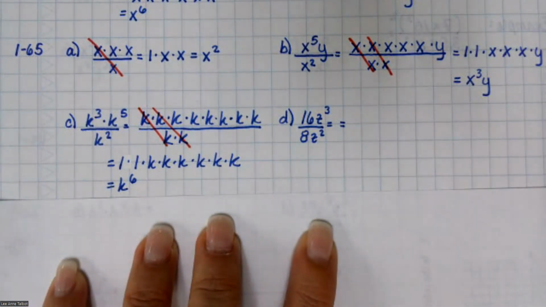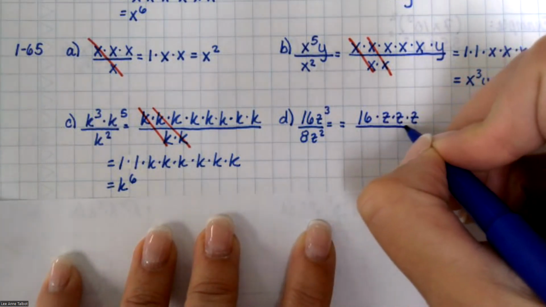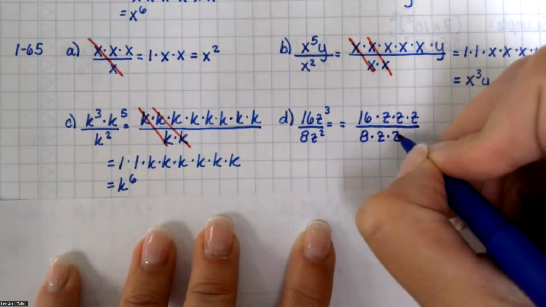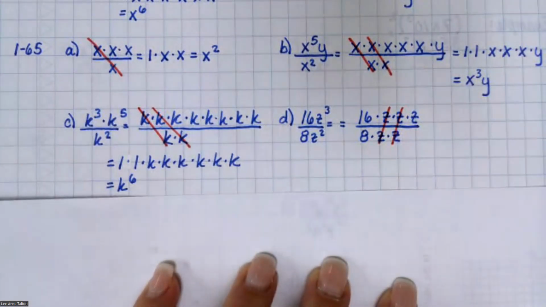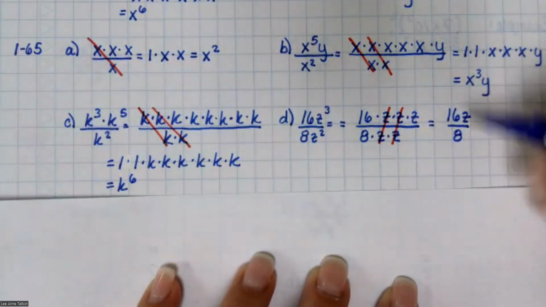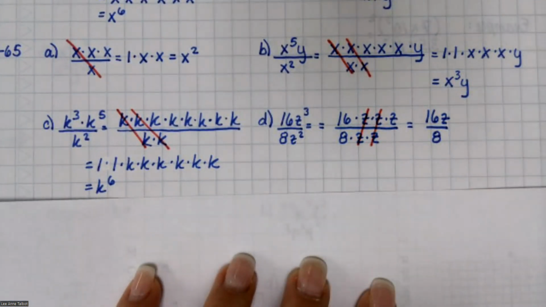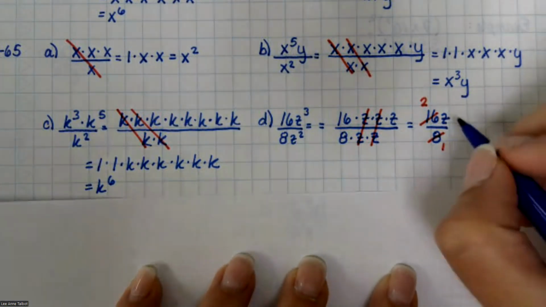Okay. Last one of this type. 16 times z times z times z, over 8 times z times z. Okay, giant ones, anything? 2 z's, beautiful. Great job. Okay. So I have 16 z over 8. And now you transport yourself to 4th grade and you say, okay, 16 over 8 reduces to 2 and 1. 2z.